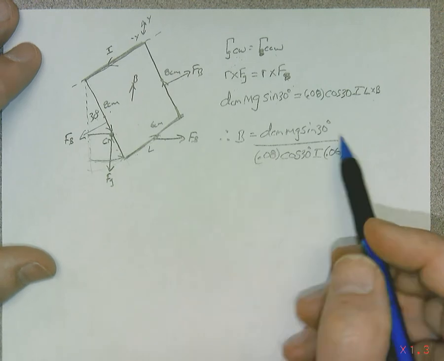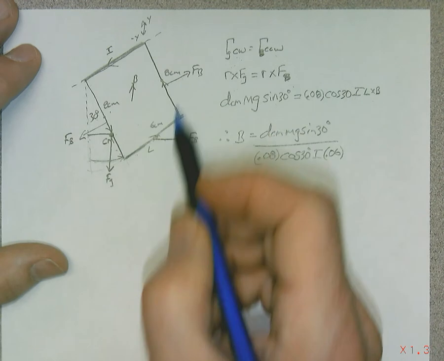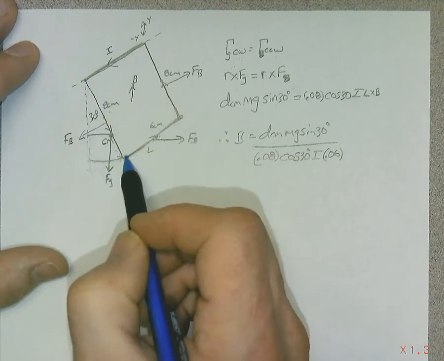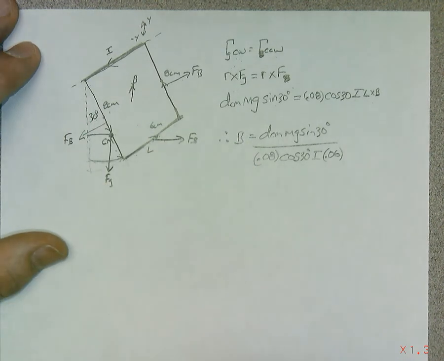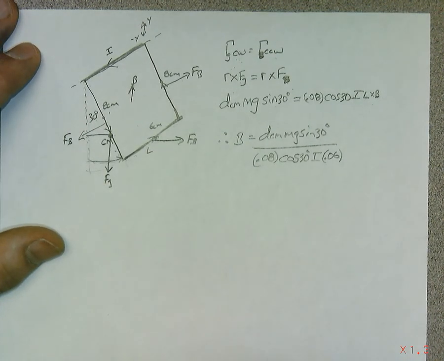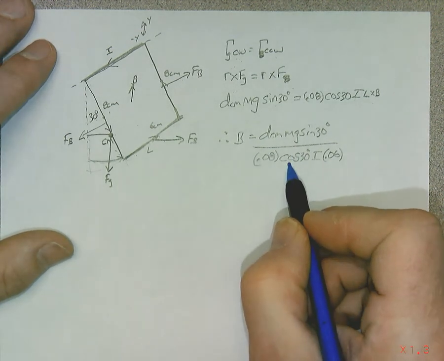Only this one does. So we really have this ILB force, and this is the force, times the perpendicular distance, 8 centimeters, times the cosine of this angle, which gives you the magnitude of the torque. So this is what we have to solve.